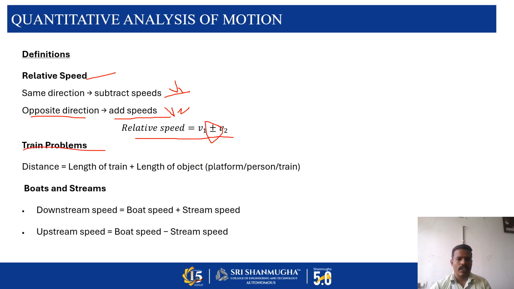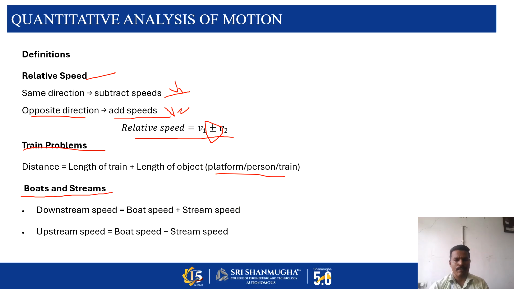Next is the title, train problems. For a train, the distance is equal to the length of the train plus the length of the object. The object can be a platform or a person. The cases are platform to platform, platform to person, person to train, and so on. These are the contents.